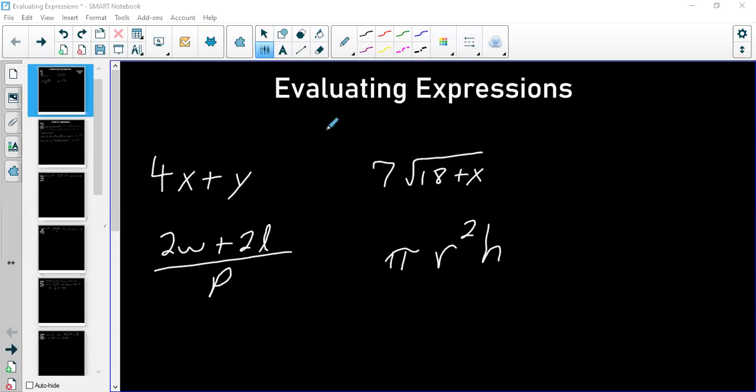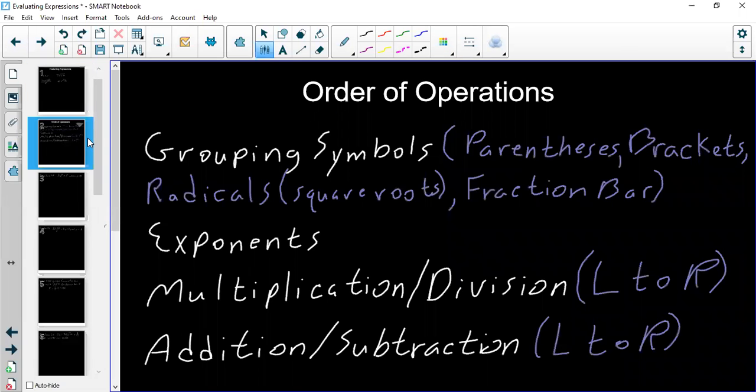All right, so first of all, expressions. Here's some examples of what you could be working with. These are from simple to a little bit complicated. And then next thing is keep in mind that whenever you're solving, evaluating, or simplifying, you want to be using order of operations.